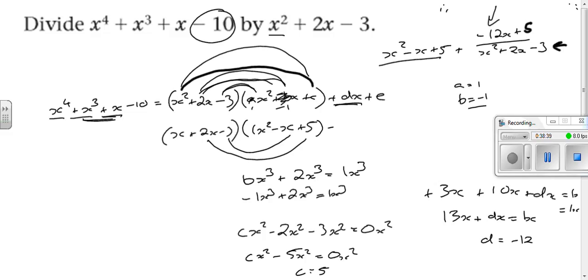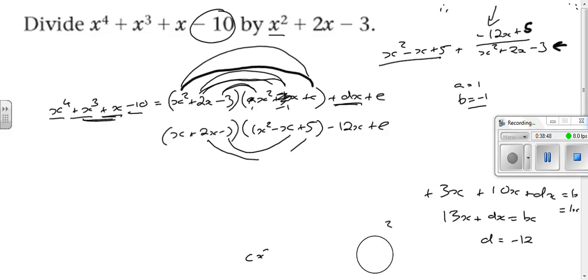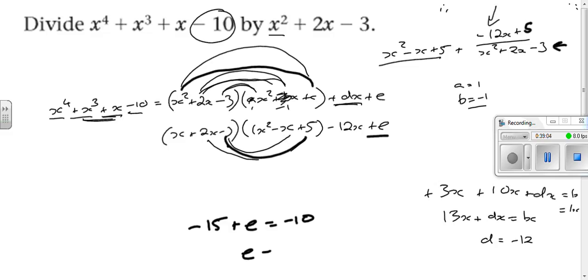So it's going to be minus 12x. Then plus e. The e is going to be the number on the end. Now we know the number has to equal minus 10. So the way we get the number on the end is we do this minus 3 times a 5, so that's minus 15. Then minus 15 plus our e equals minus 10. So therefore e must equal 5, which is what we've got over here. So again, that's two methods of getting the same answer.